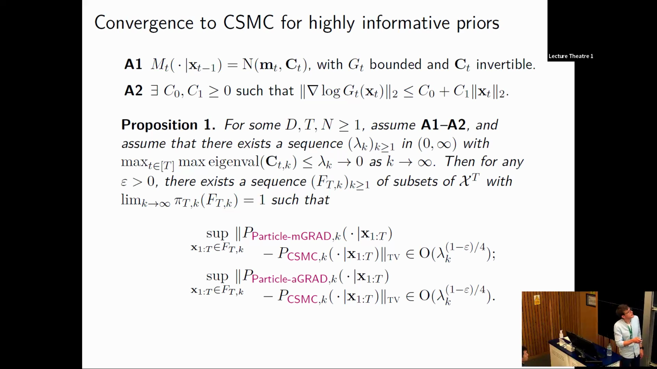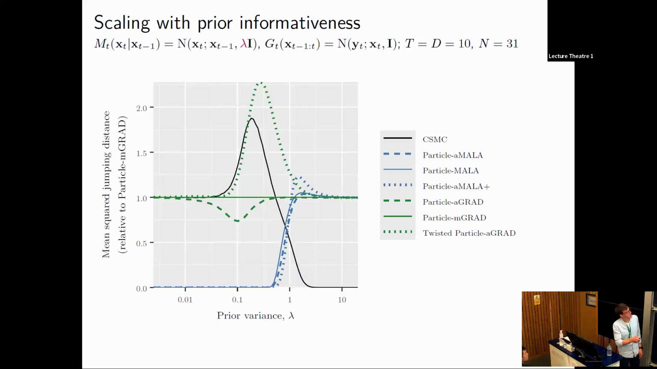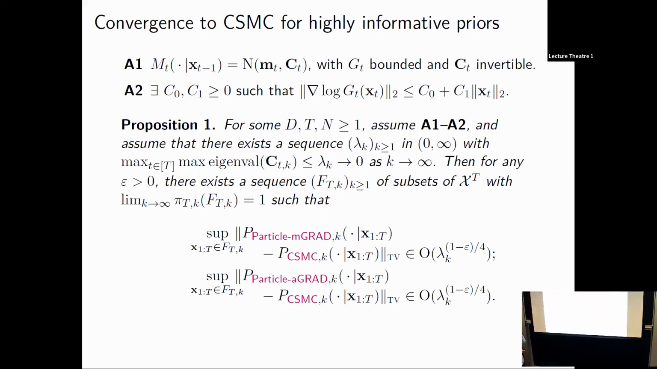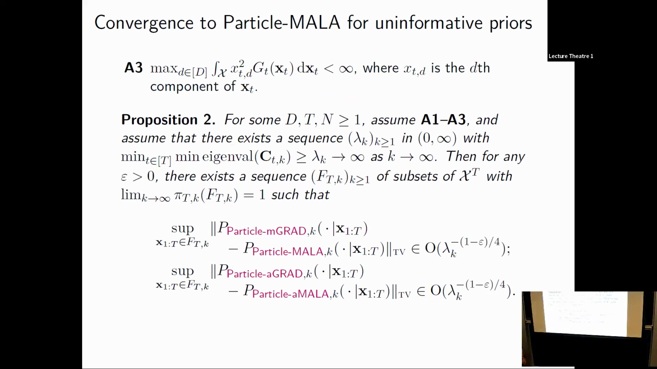And in fact, that assumption actually doesn't hold in this example, so I'm quite confident that it can be relaxed. And then similarly, if the eigenvalues of the prior covariance matrix all go to infinity, so if the prior becomes really uninformative, then particle mGRAD and aGRAD converge to Muller or absolute.